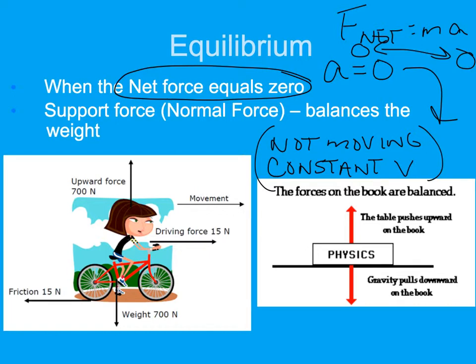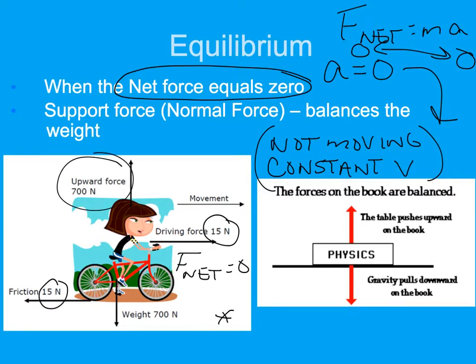Let's take a look at this picture again of the girl on the bicycle. This time, friction is 15 newtons backwards and driving force is 15 newtons forwards. So the forward and backward forces cancel out. So net force equals 0.